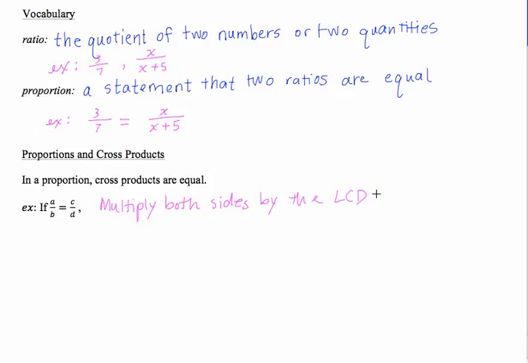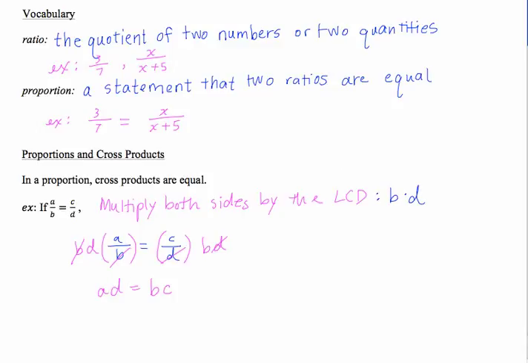So how you do that is you multiply both sides by the lowest common denominator. Okay, in this case, the lowest common denominator would be B times D, their product. So if I multiplied both sides of this proportion by BD, well then on the left side the B's cancel, and on the right side the D's cancel. And so what we end up with is A times D equals B times C.